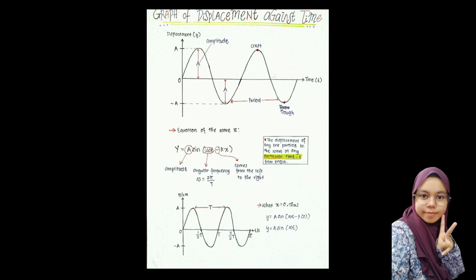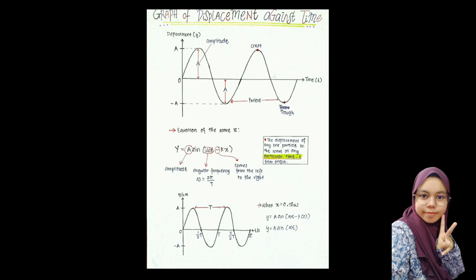Now we are in chapter 10, mechanical wave and sound, and we have the subtopics: displacement, graph of the wave. Here is the graph of displacement against time. We can see displacement as the y-axis and time as the x-axis. Here we have amplitude, period, phase and trough.